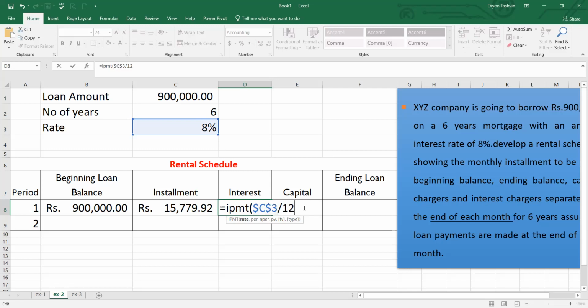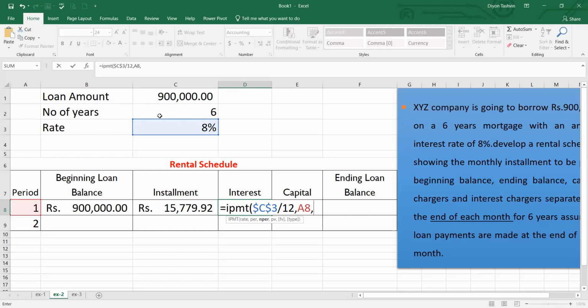Then we have a new thing, that is per. Per means the current period. In this question, we are in the period 1. So you have to select the period, which is 1. Then in the next one, you have to insert the number of periods.